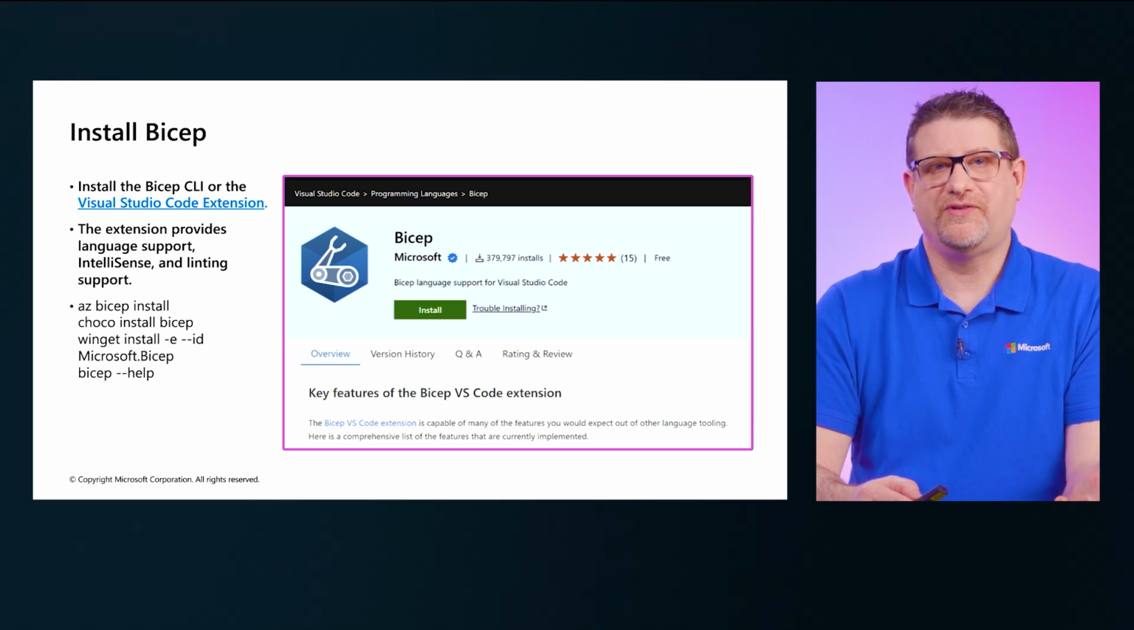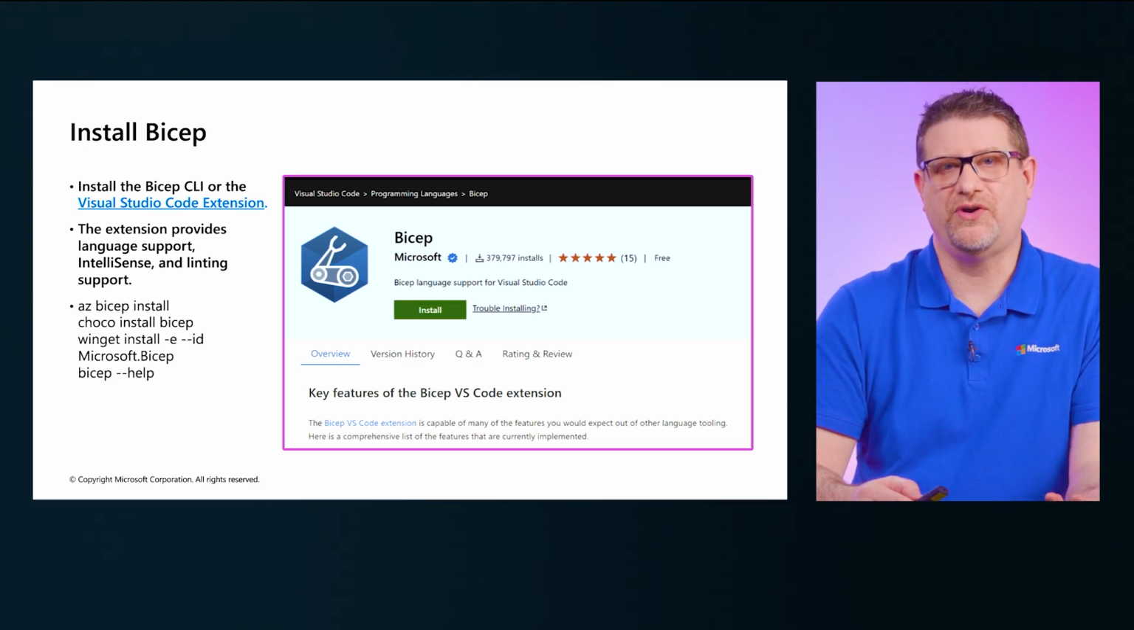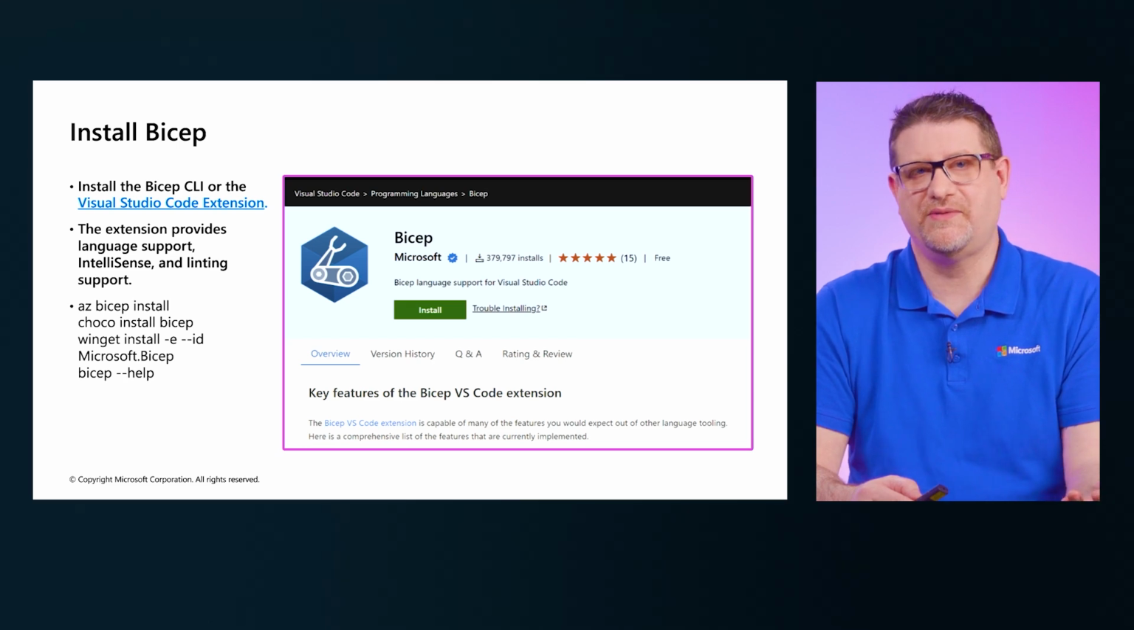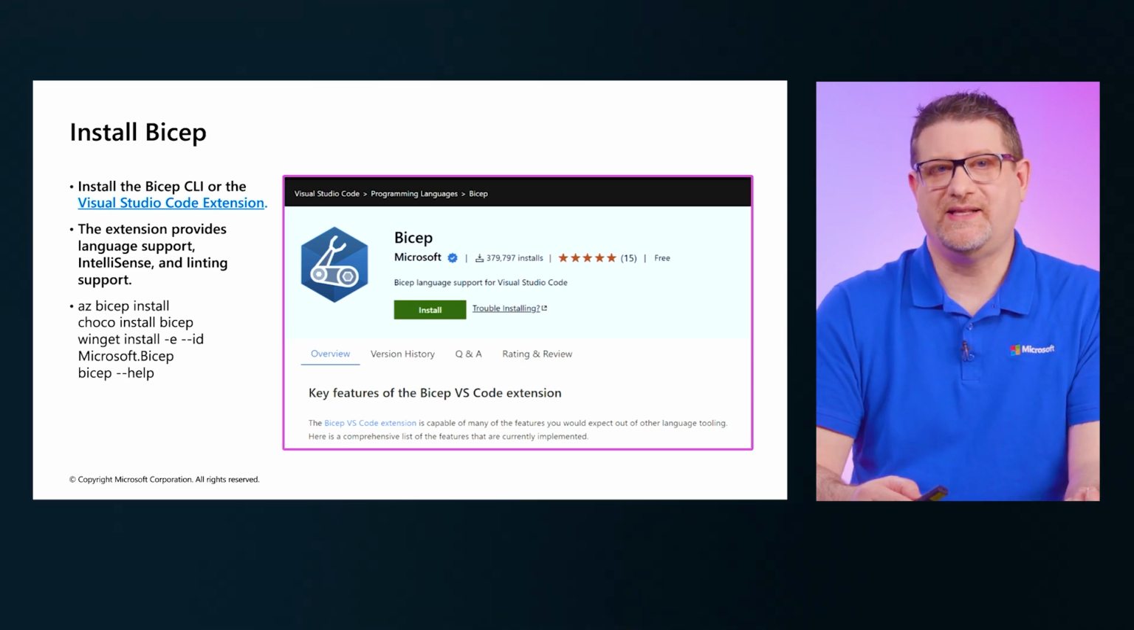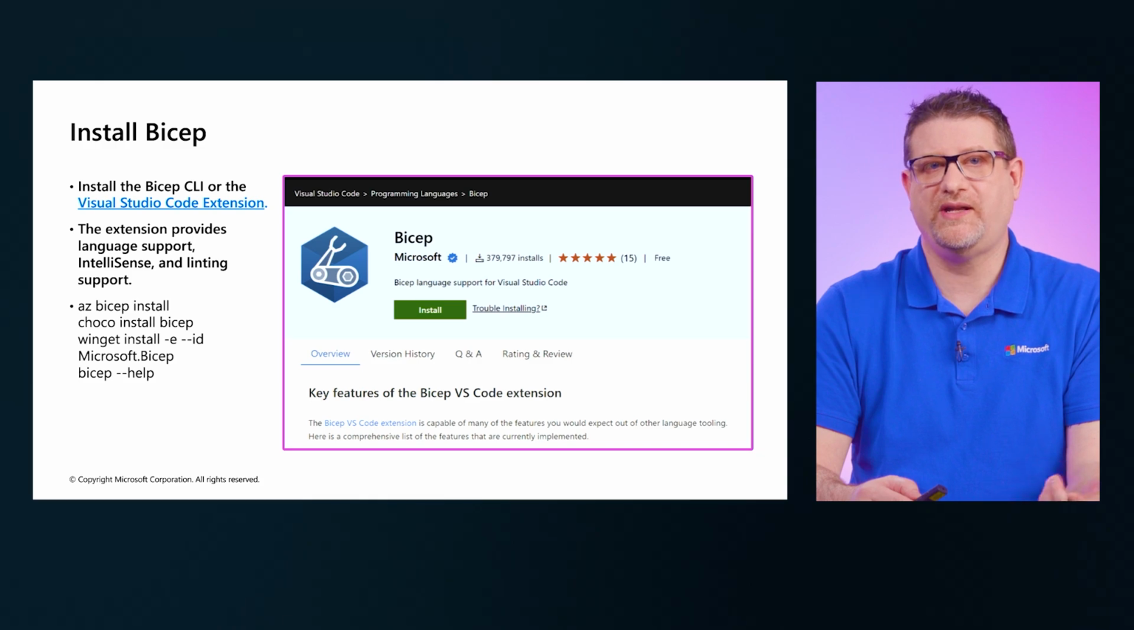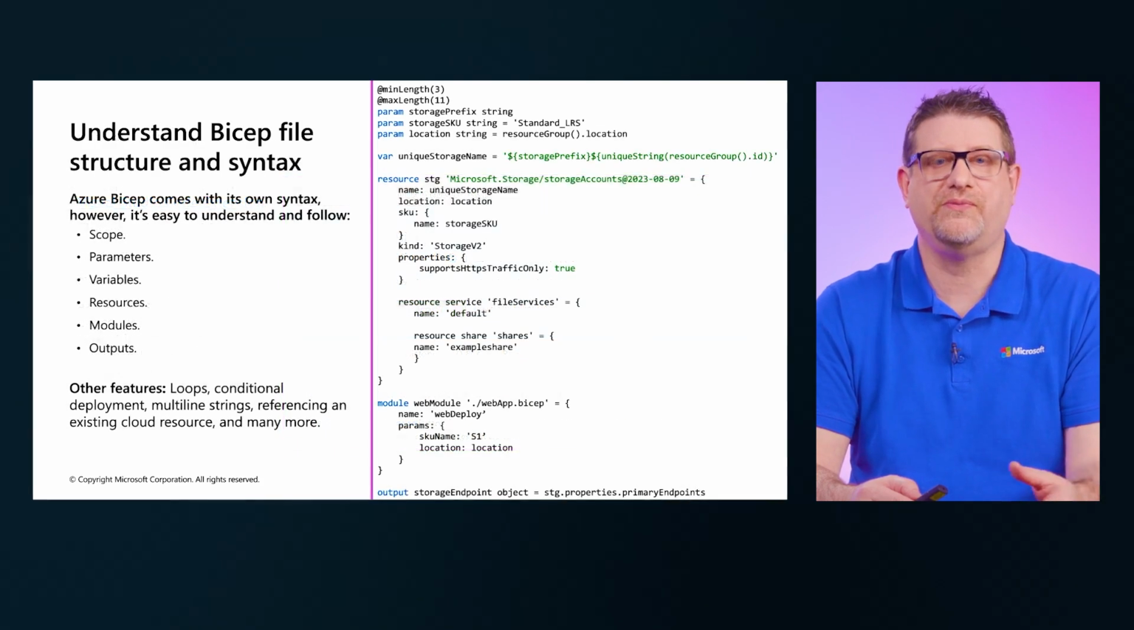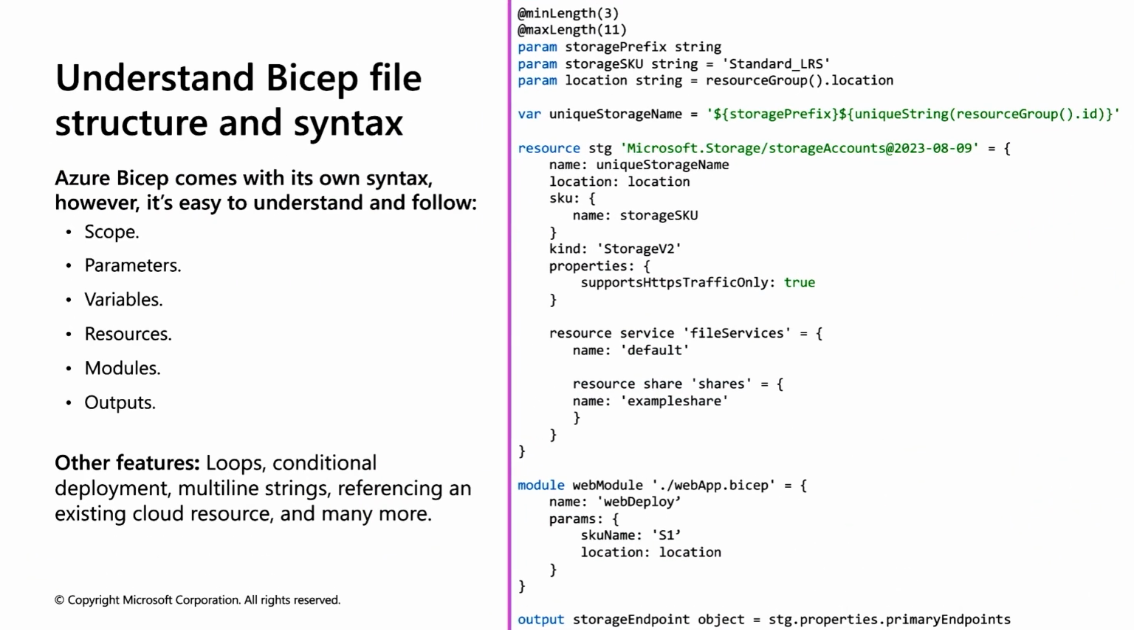For those who prefer a graphical interface, the Visual Studio Code extension for Bicep is a fantastic option. It adds language support, IntelliSense, linting, and makes it easier to write and validate your infrastructure as code as you go. When working with Bicep, understanding the file structure and syntax is key to building reliable infrastructure as code.